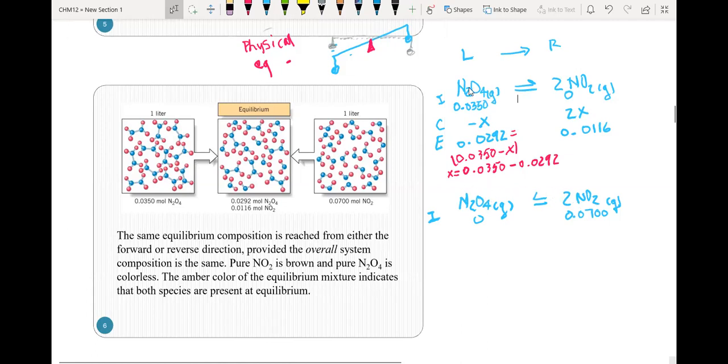Here, this is the reactant, this is the product. In the second situation, this is the reactant, and this is the product. This is going to be consumed, and this is going to be formed. Here, this is going to be consumed.